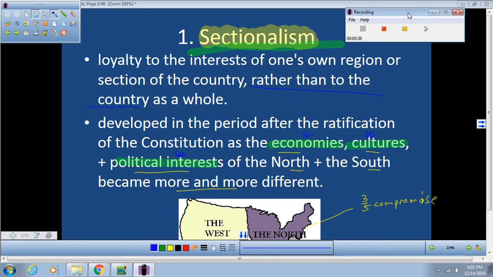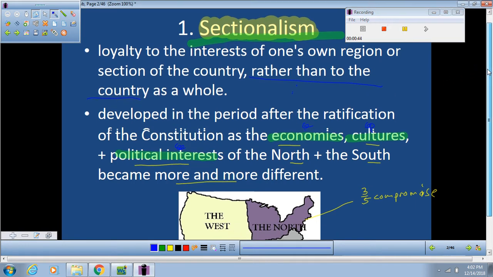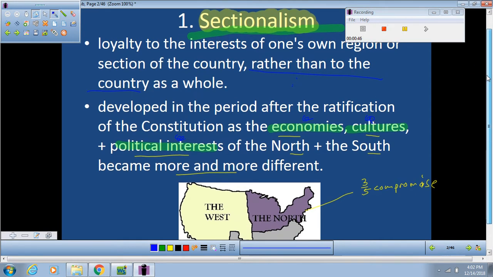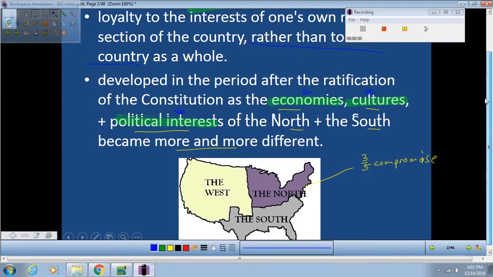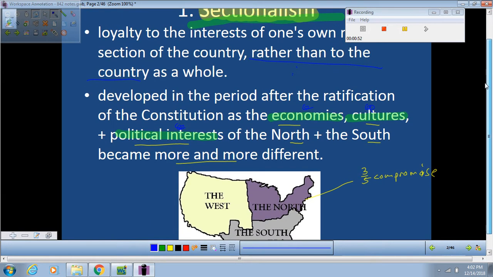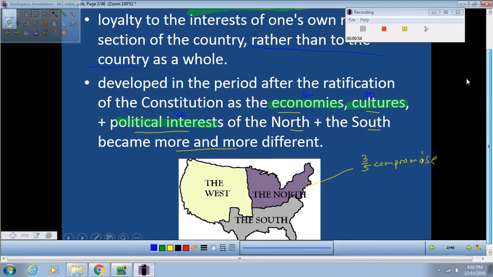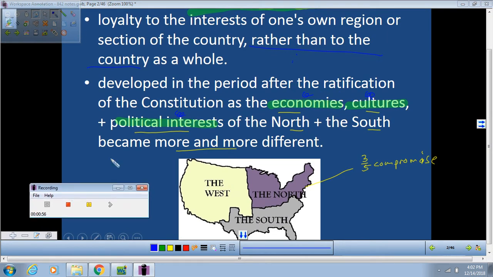So I'm going to review most of the things we've learned. Sectionalism would become prevalent in the early 1800s as the North and South developed differently. And sectionalism was where the people of the North and South felt more loyal to their own region than they did to the country as a whole.